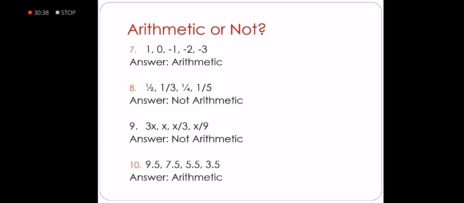In number 10, we have 9.5, 7.5, 5.5, and 3.5. So as you notice, we have a common difference of negative 2. 3.5 minus 5.5 is negative 2, 5.5 minus 7.5 is negative 2, 7.5 minus 9.5 is negative 2. So, lahat ng difference niya ay common. So, this is an arithmetic sequence.